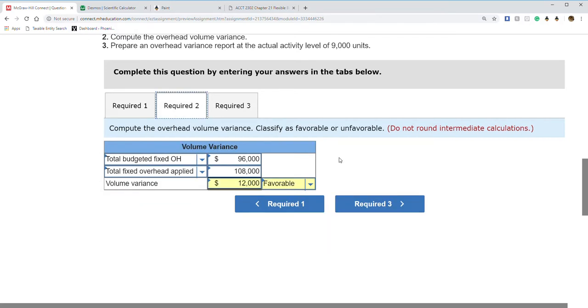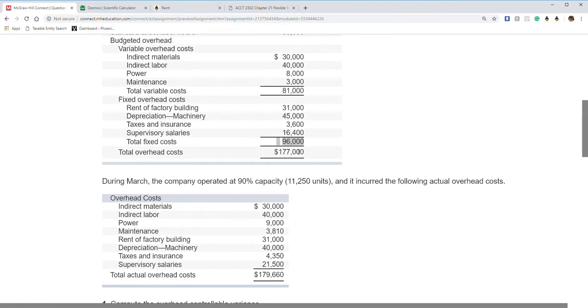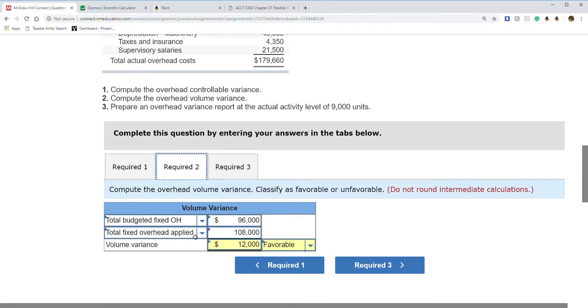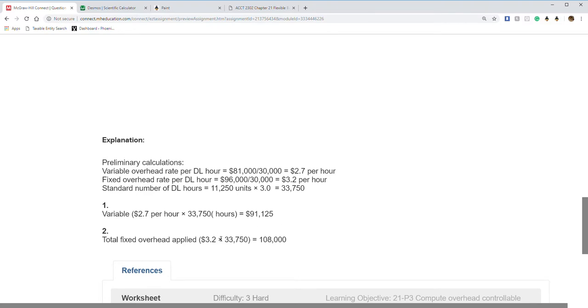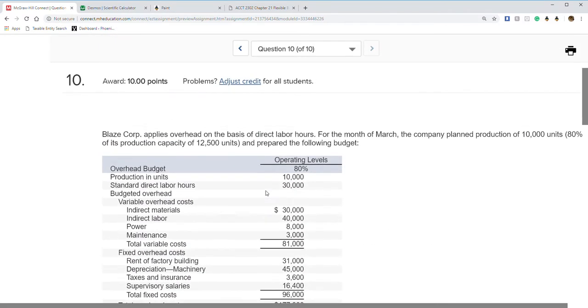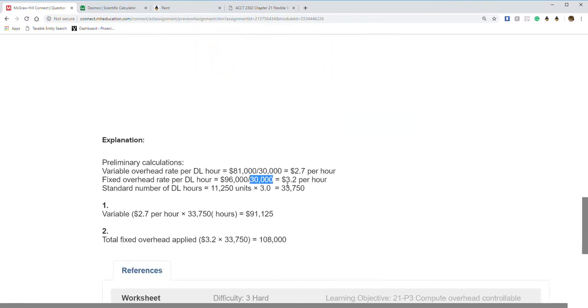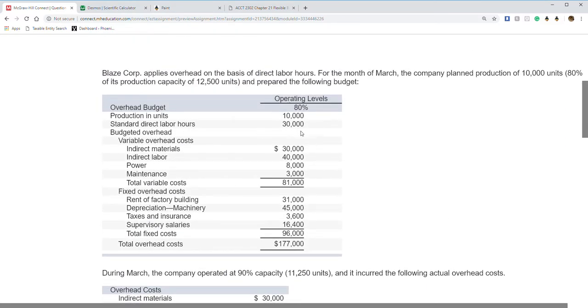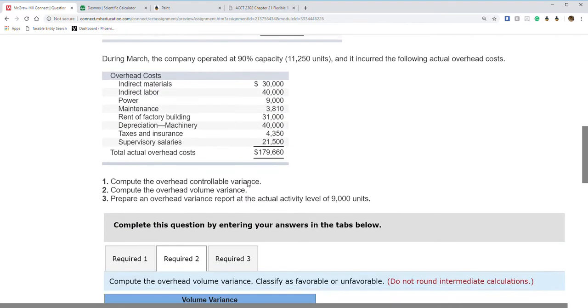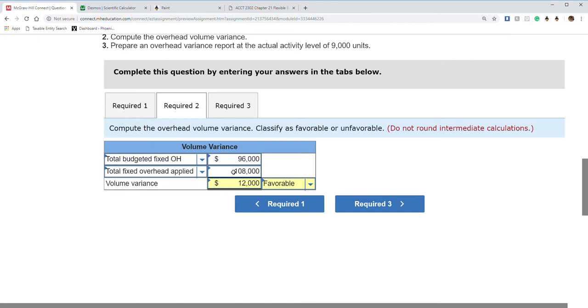Required 2 is now taking our total budget fixed overhead, which was the 96, and it wants us to take out fixed overhead applied. So in order to get fixed overhead applied, it's going to be our fixed overhead rate, which is our fixed overhead divided by our budgeted units, our standard direct labor hours. That comes out to 3.2. And then it's just multiplying it by that 33,750 that we got from taking the units actually done times our rate, which was units into direct labor hours. So, again, 3 hours. And that ends up producing the 108.